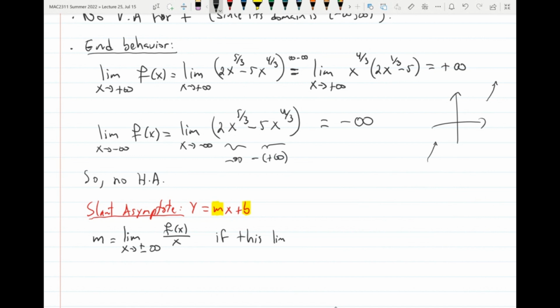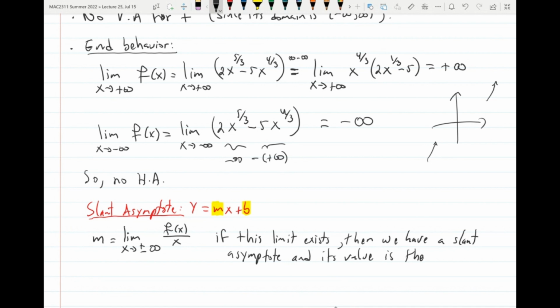So if this limit is finite, so if this limit exists, meaning it's finite, then we have this slant asymptote, and the value of the limit is the slope.